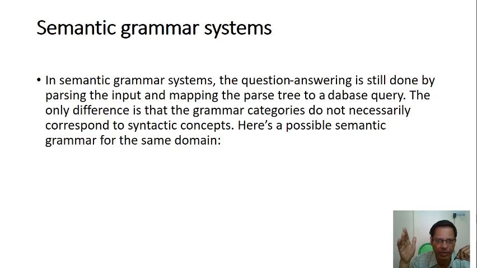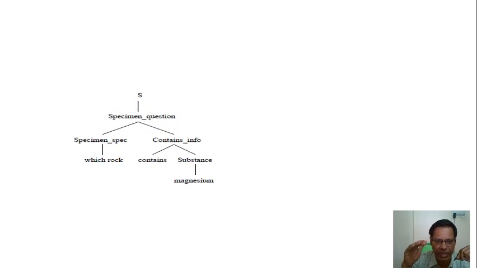In semantic grammar systems, the question answering is still done by parsing the input and mapping the parse tree to a database query. The only difference is that the grammar categories do not necessarily correspond to syntactic concepts. Here is a possible semantic grammar for the same domain. Here we can see the syntax tree is like this.